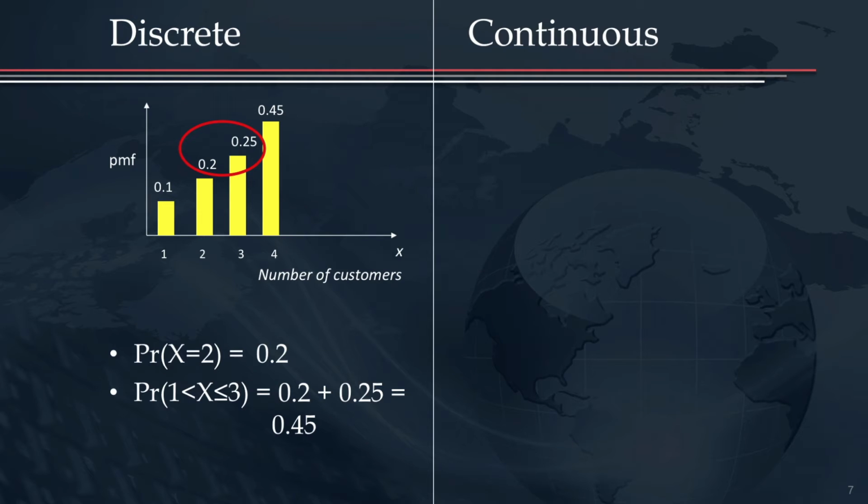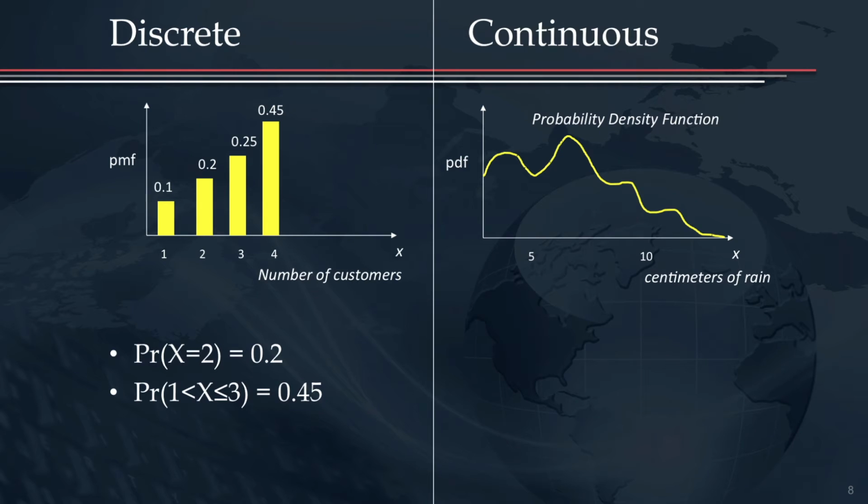So there's an analogous concept for continuous random variables, but it has to change a little bit because remember, we can't list out all of the values along the x-axis. So let's say you're interested in the amount of rainfall in centimeters, and this is your continuous random variable. You'll have something that looks like this. It's called a probability density function. It's sort of a smooth version of what you see on the left for the discrete random variables.